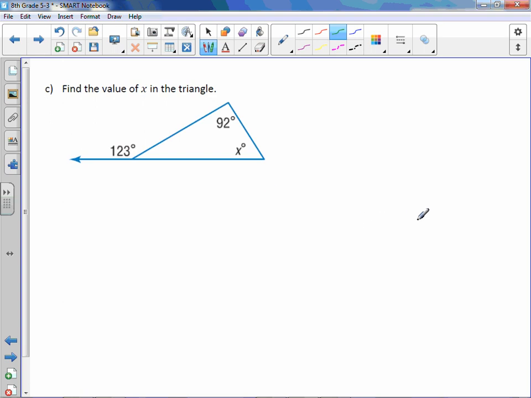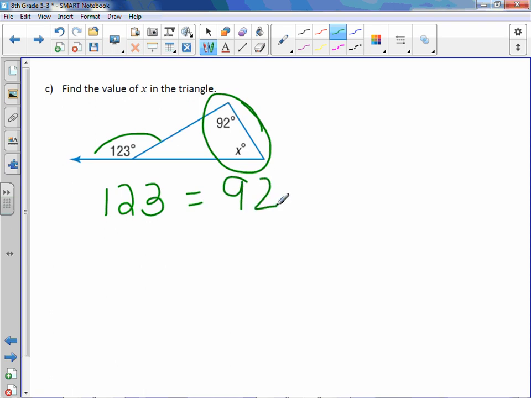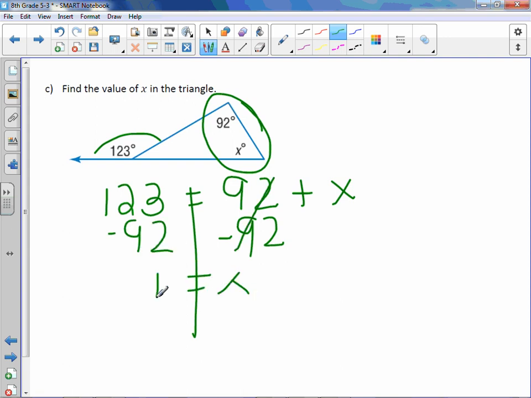Find the value of x in the triangle. This exterior angle is equal to the sum of its remote interior angles. So 123 equals 92 plus x. Subtract 92. And we get 31 degrees.